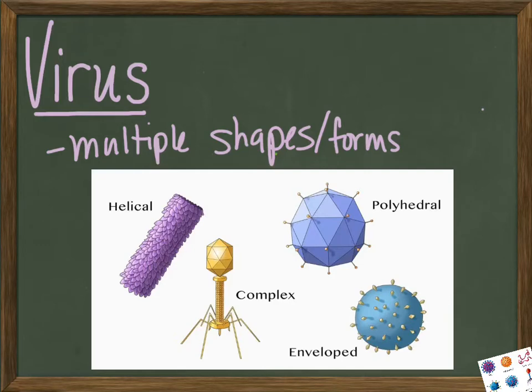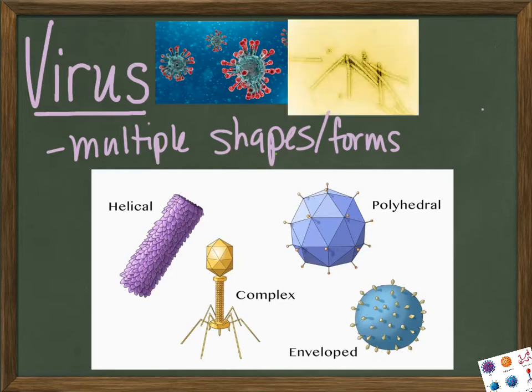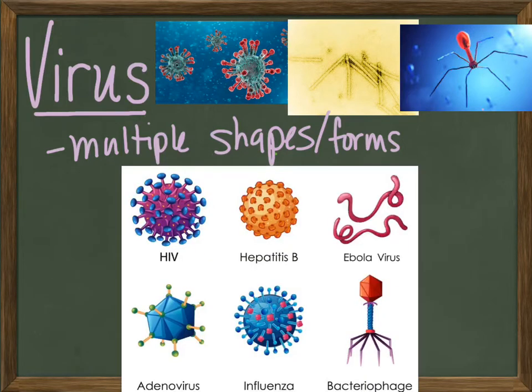Here are things that are either artists' renderings. That there should look familiar to you. It's a type of coronavirus. This is a helical virus, and that's one that affects tobacco. That's one of those complex viruses, and it's actually a virus that affects bacteria. We can see lots of different shapes of viruses. Here are just a few of sort of the greatest hits.